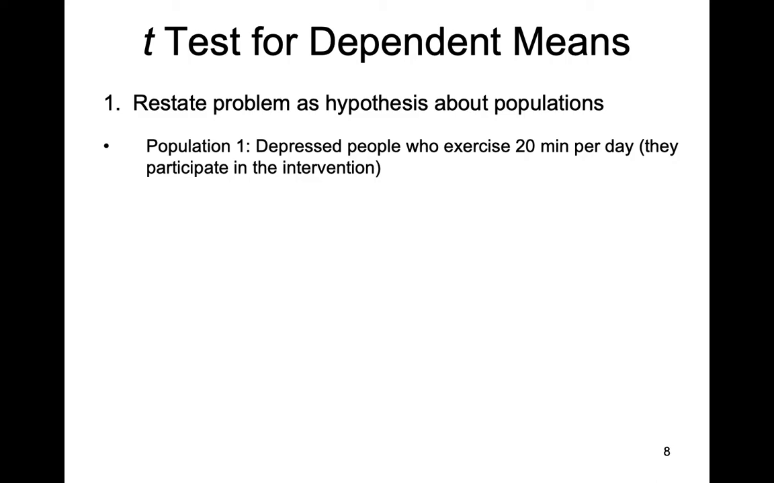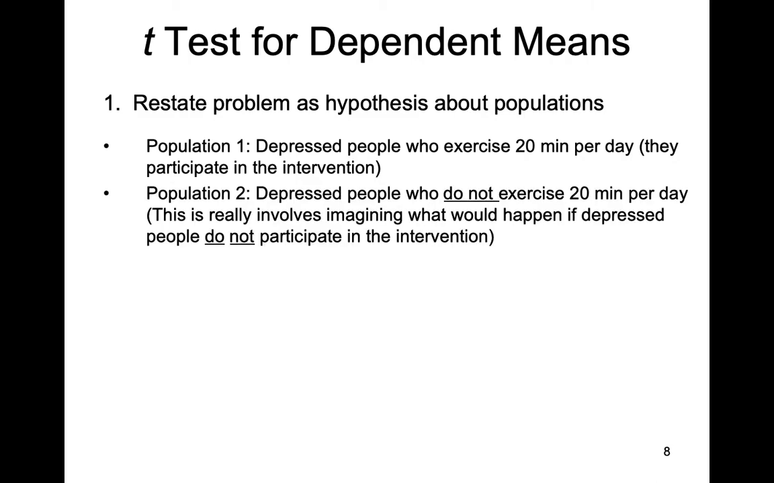Population 1 will be depressed people who exercise 20 minutes a day. That is, those people that participated in the intervention. Population 2 would be depressed people who do not exercise 20 minutes a day. Now notice that this is similar to imagining what would happen if depressed people don't participate in the intervention. Same thing.